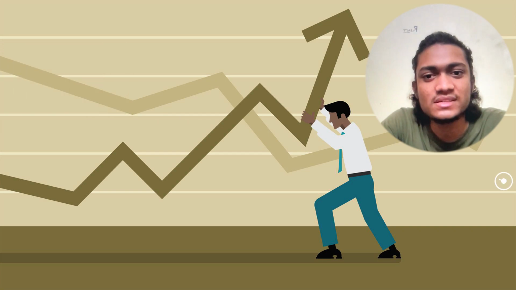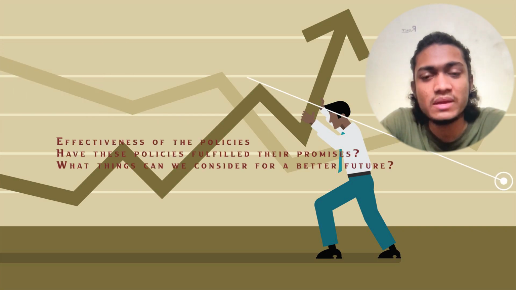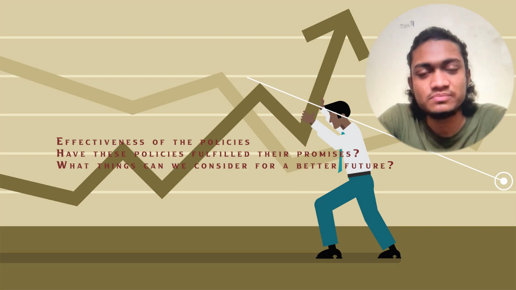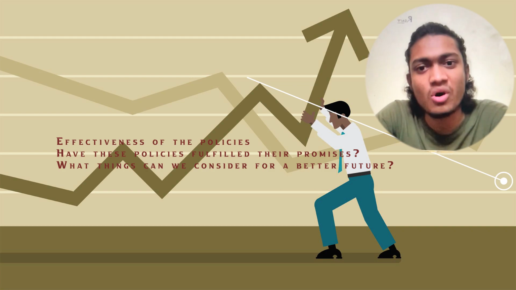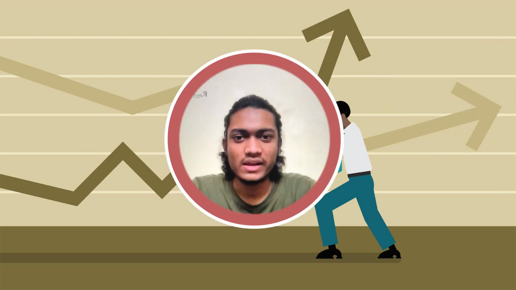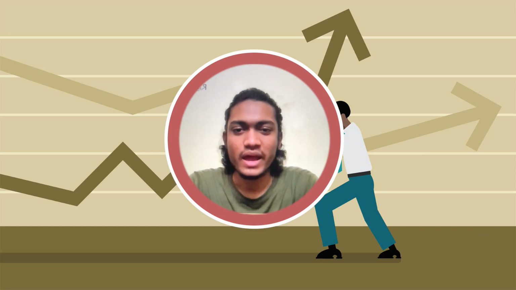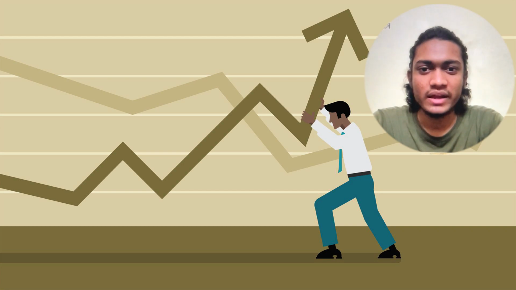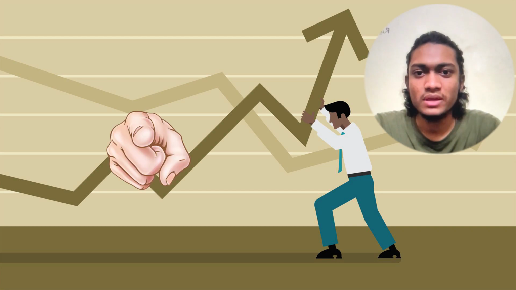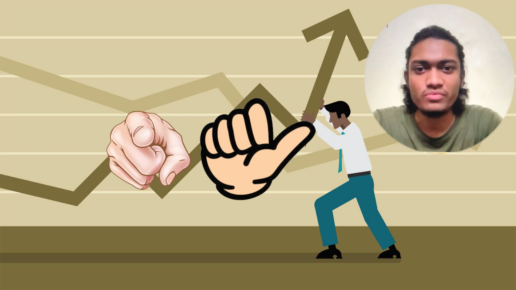Next, we will measure the effectiveness of policies which were implemented for the growth of the Indian economy in difficult times. Have these policies fulfilled their promises? What things should we consider for the better future of our country? Finally, we will look ahead and explore what India needs to do to sustain and improve its economic performance, as well as how it affects you, me and every other citizen of the country.